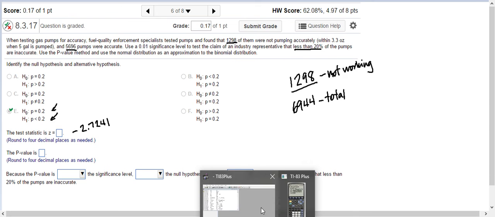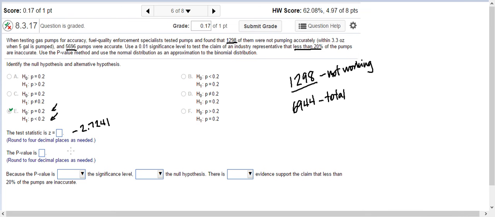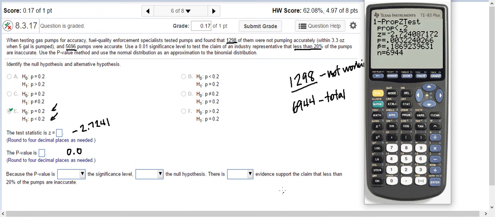And then the next part of the question, we have that as well. What is the p-value? And the p-value is 0.0032, and it will stay at 2. So for that one we write 0.0032.